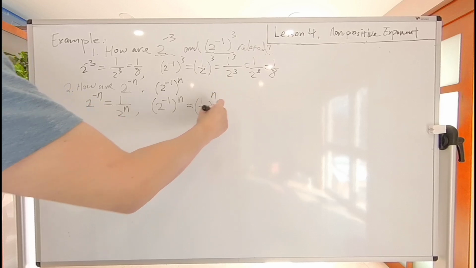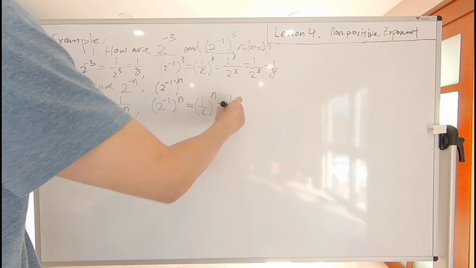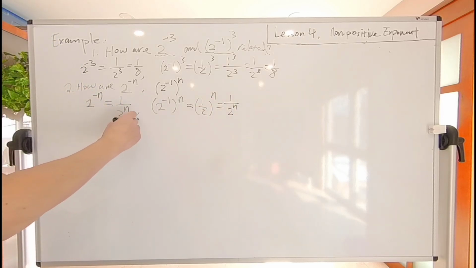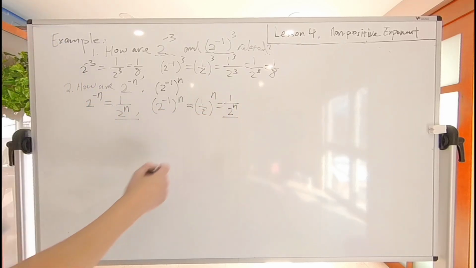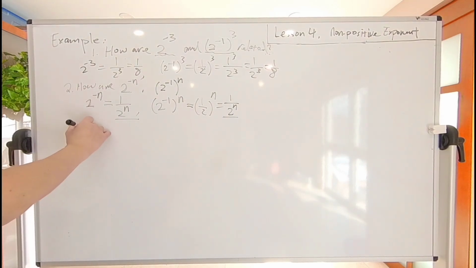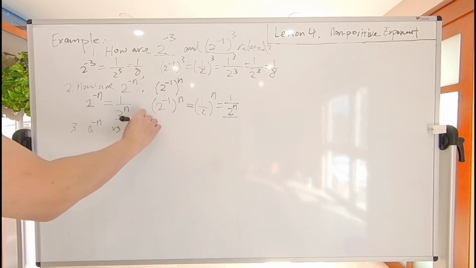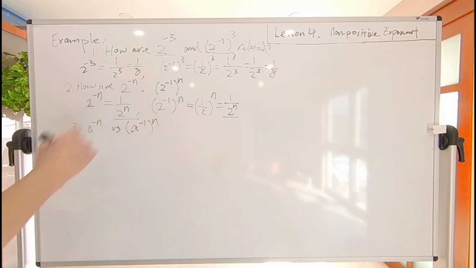I'm going to skip one step, so it's directly equal to 1 over 2 to the nth power, and they are also the same to each other. So this means we can generalize the examples we just saw, and prove or check whether these two terms are equivalent to each other.